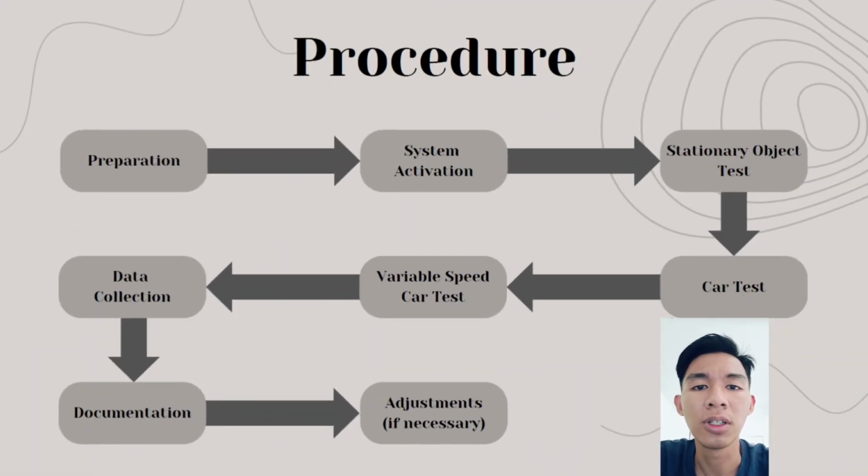Okay, next for the procedure, we make a preparation, and then system activation. After that we do the stationary object test, and then the variable speed car test, and then we collect the data, and then make a documentation. After that, if necessary, we make an adjustment.